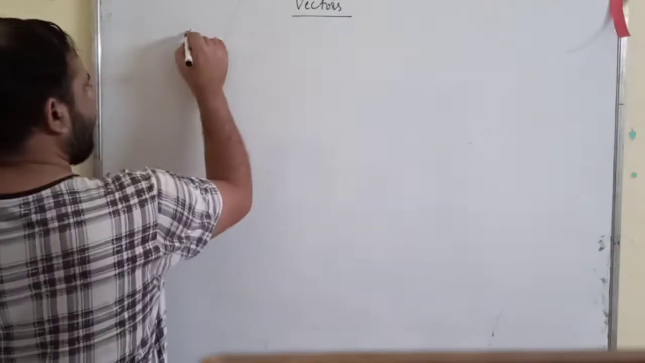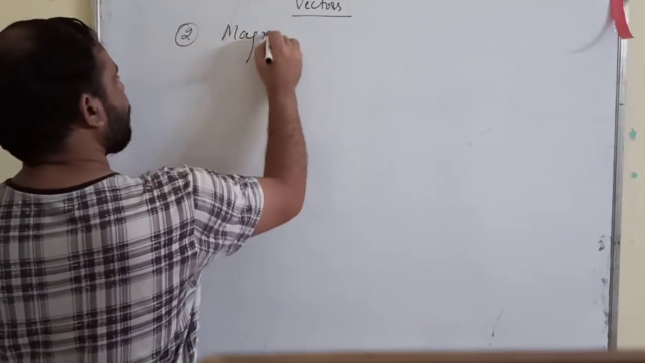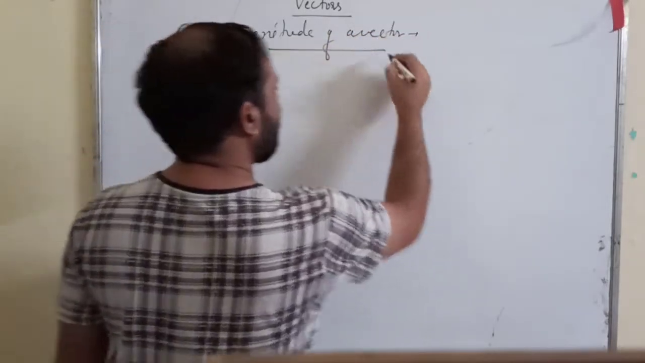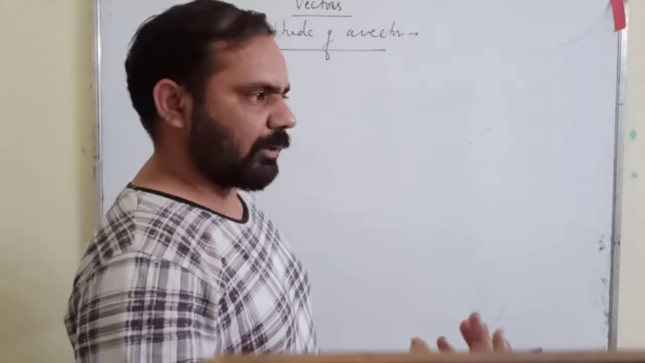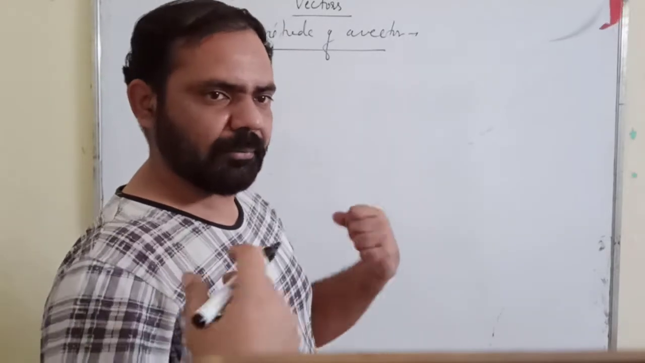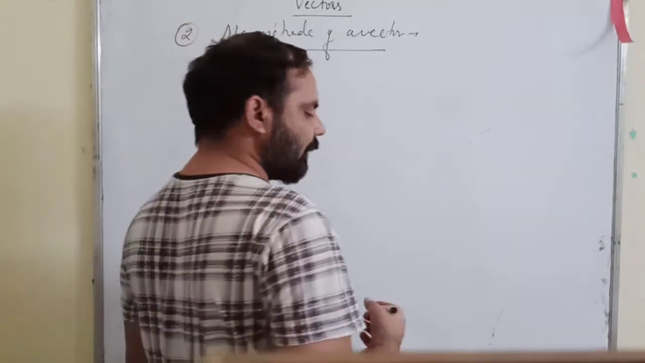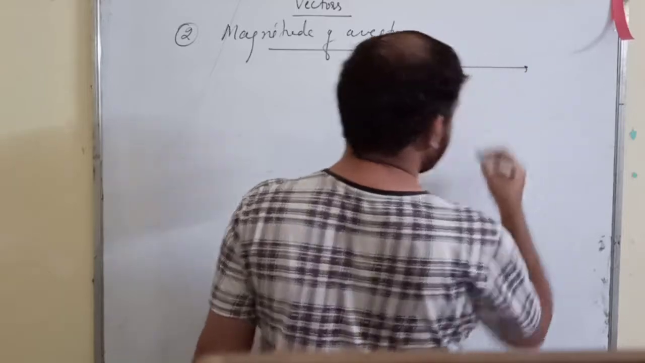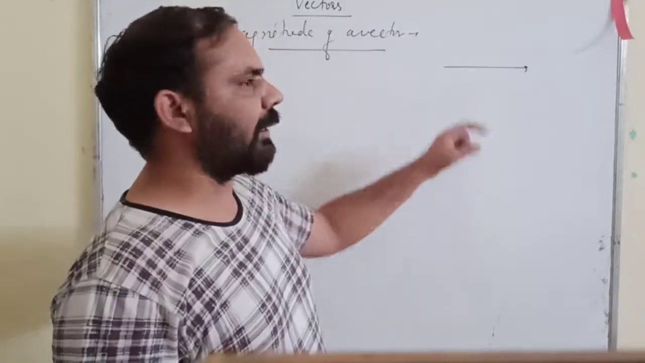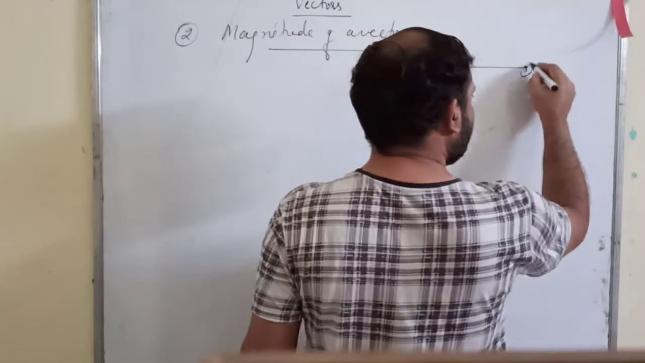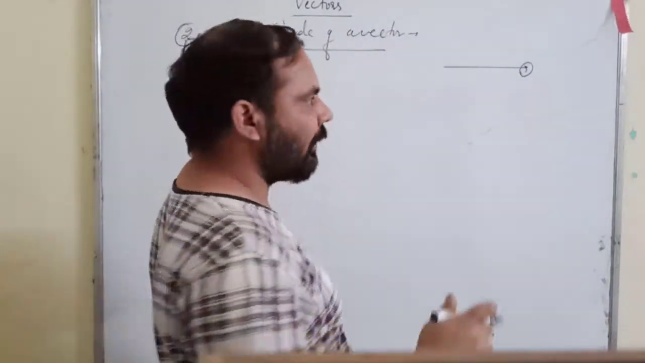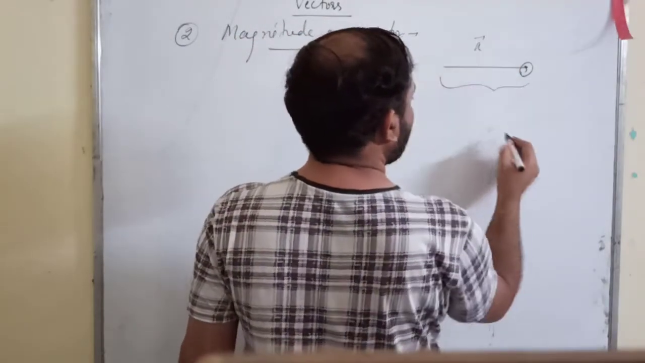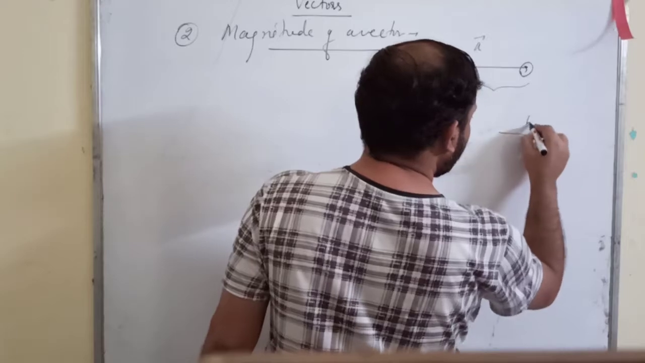Second is magnitude of a vector. As I told you just now, the magnitude of the vector is the scalar quantity attached with the vector, right? Now, suppose we represent the vector quantity by an arrow. Then the tip of the arrow represents the direction of the vector, and the length of the arrow represents the magnitude. So if you have a vector a like this and b vector like this, right?